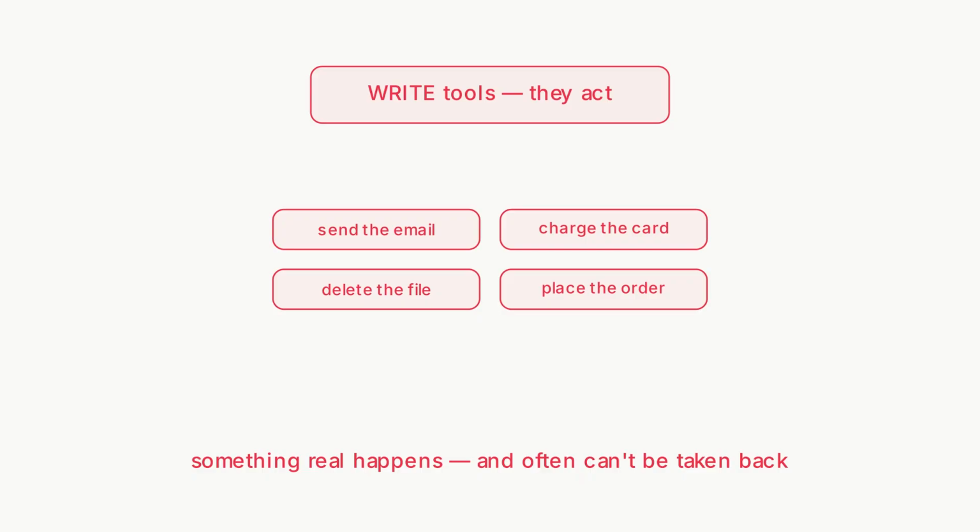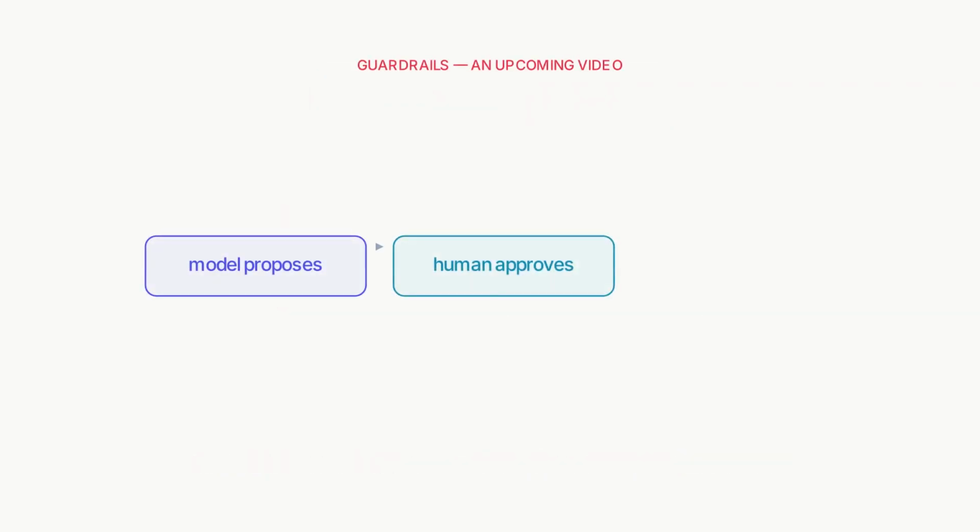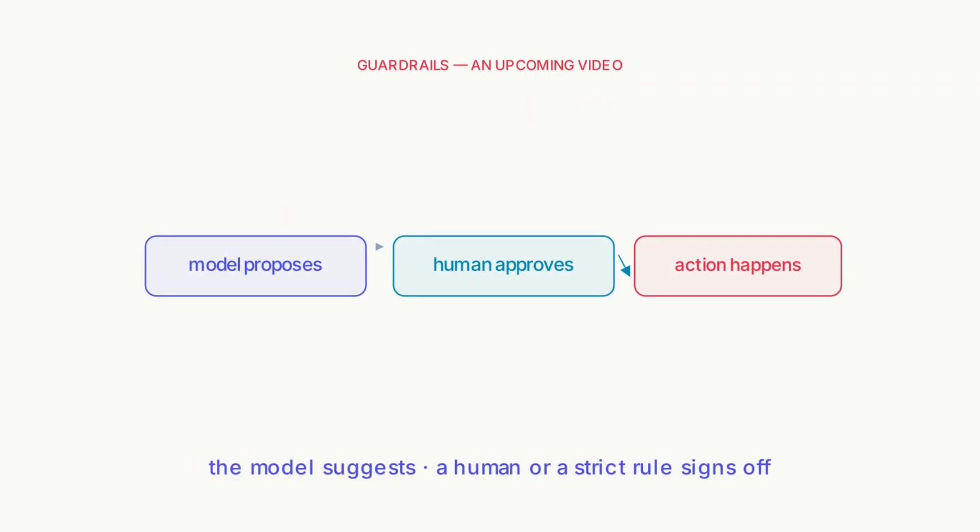A model that can browse the web is convenient. A model that can move money or email your customers on its own is powerful and, if you're not careful, genuinely dangerous. Which is exactly why these tools sit behind guardrails, the subject of an upcoming video. For the risky ones, serious systems put a human in the loop. The model is allowed to propose an action, send this email, but a person has to approve it before it actually happens. The model suggests. A human or a strict hard-coded rule signs off. The more a tool can change the world, the more carefully its trigger is guarded.